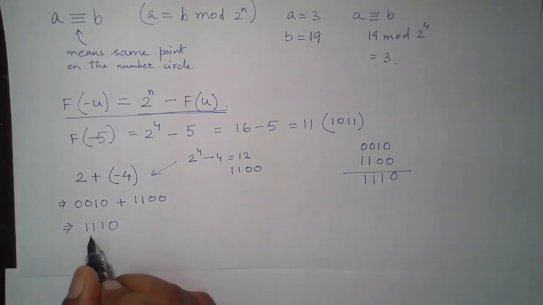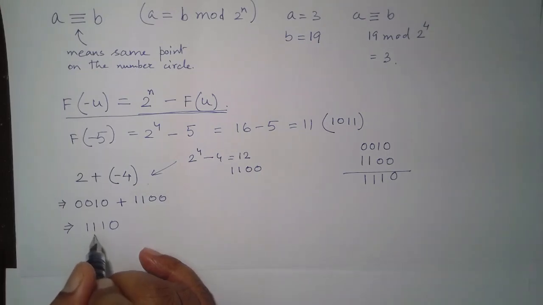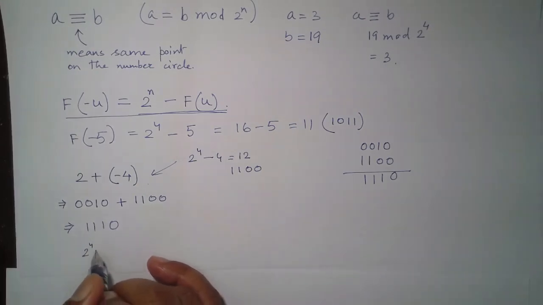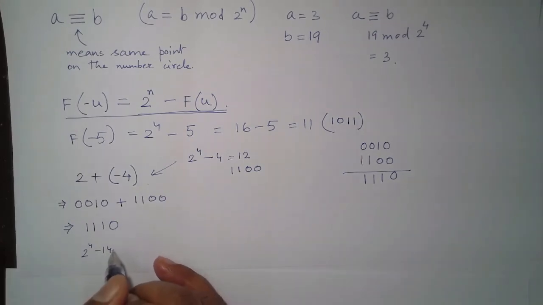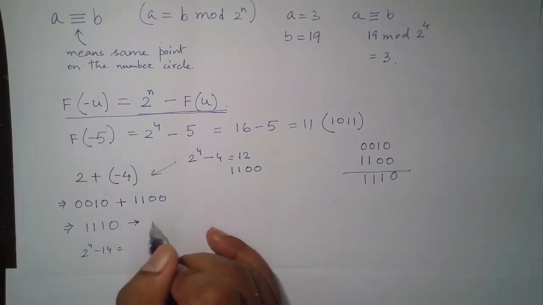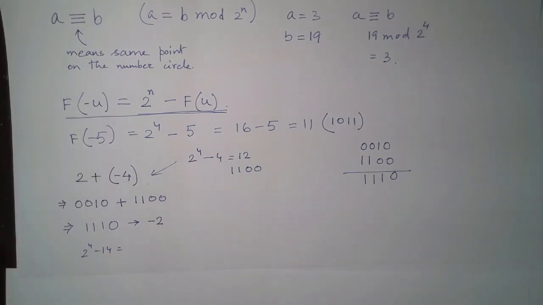So this is the binary representation of 8 plus 4, 12 plus 2, 14. So what is 14? So 14 is nothing but 2 to the power 4 minus 14, which is 2. So 2 means this is representing -2, right? So on the number circle I got a correct answer. I hope this is clear.